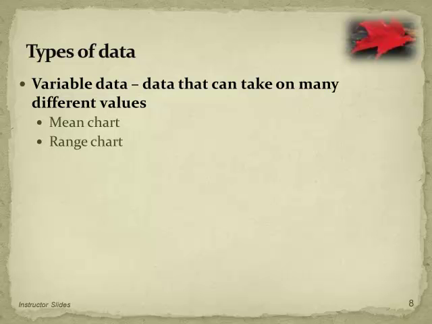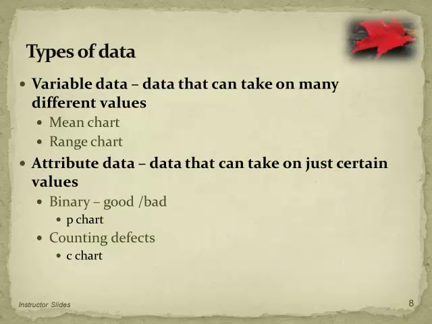So if our measurement is variable data, then the control charts that we will use for this type of data are the mean chart, which is also referred to as the X-bar chart. So X-bar or mean chart mean the same thing. And the other is a range chart. So we always need to have both of those charts if our data is variable data.